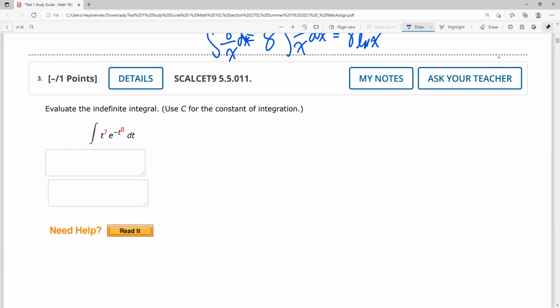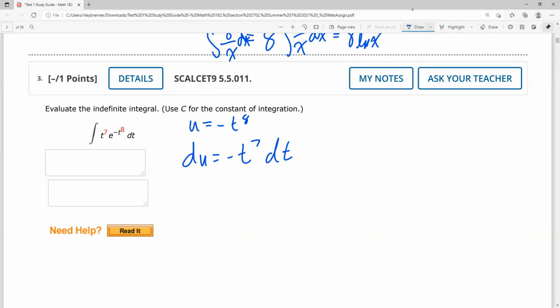U sub, perfect. What would we let u equal then? Negative t to the 8th, exactly, right? And what was your thought process? Why do you pick negative t to the 8th? Exactly, right? The derivative would be negative 8t to the 7th dt, and more importantly, there is a t to the 7th in our original function, which gives us the impression to use u sub. So excellent recognition right there.